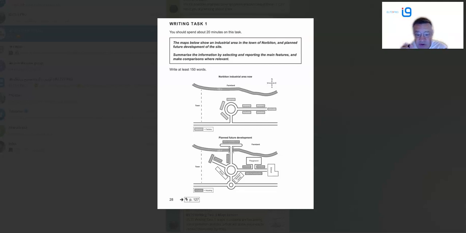So, as we can see, obvious features here is that currently it's an industrial area. There's factories. What you got? 8 factories. You've got some farmland. Not a lot of road, no housing, etc.